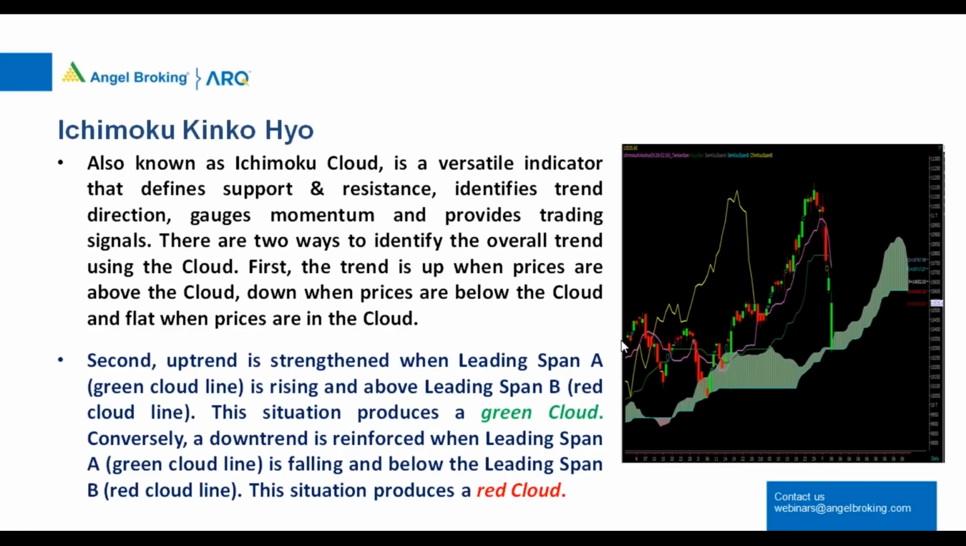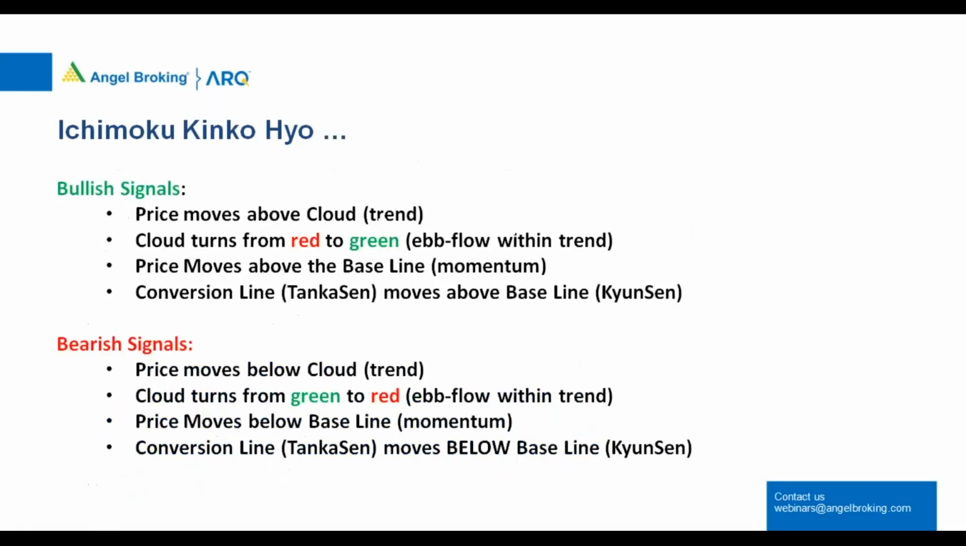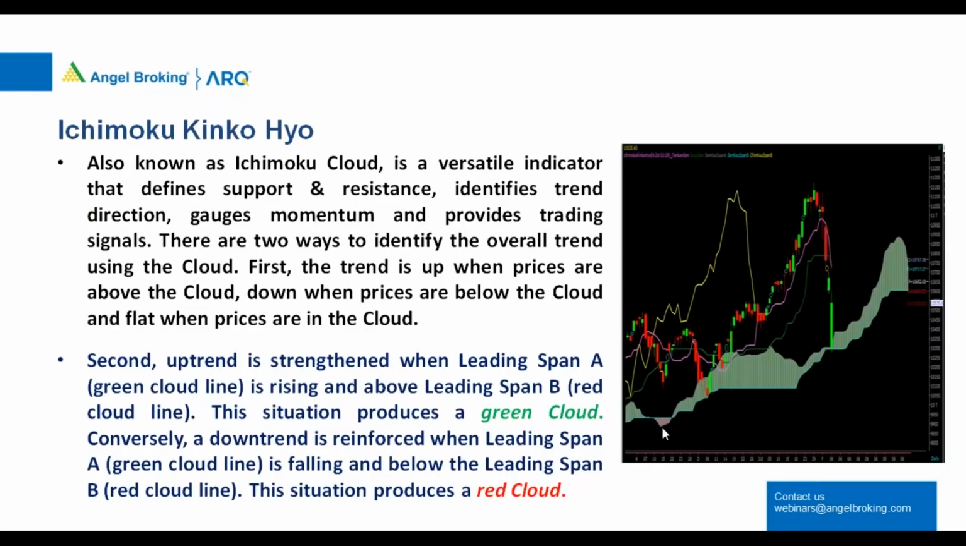So what you need to understand is that for a bullish signal, price has to move above the cloud, and secondly, the conversion line moves above the baseline. In this case, if you look at it, the conversion line, this pink line, is moving above the baseline. So the trend becomes even stronger. So you can start looking at this indicator also. This can be very good.